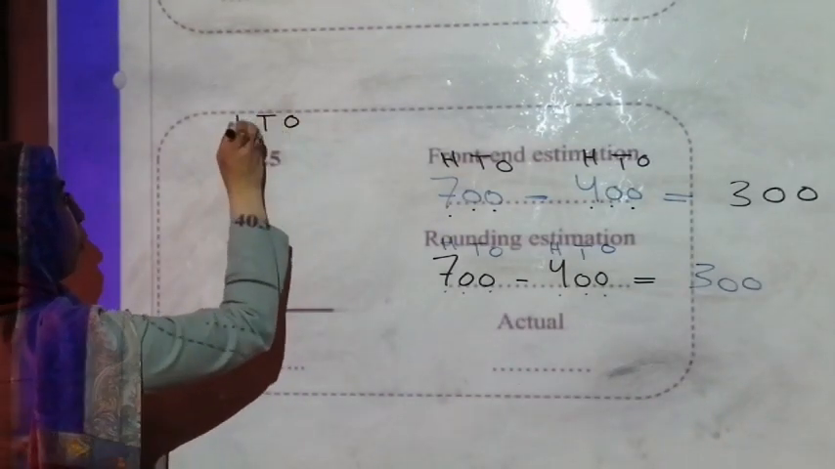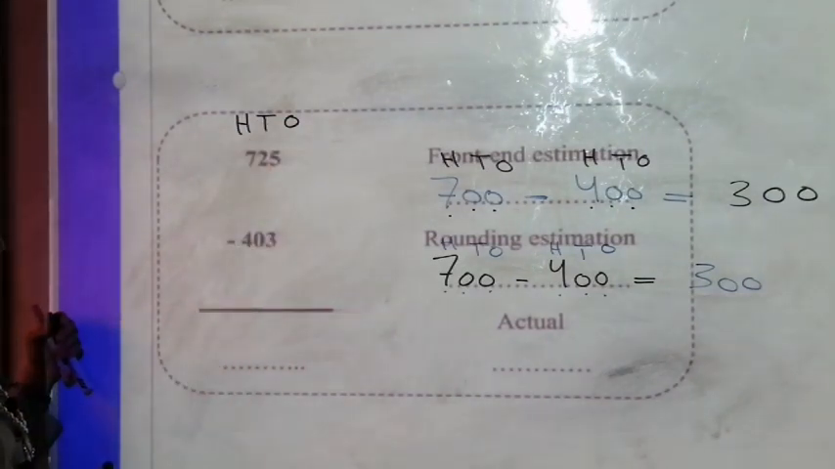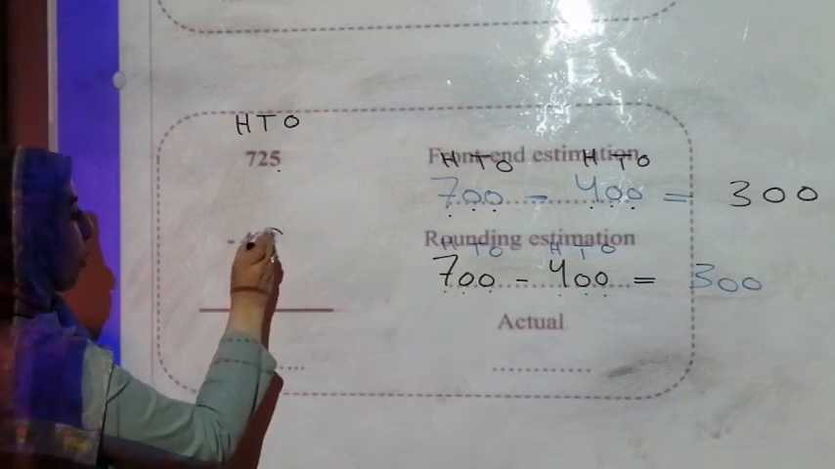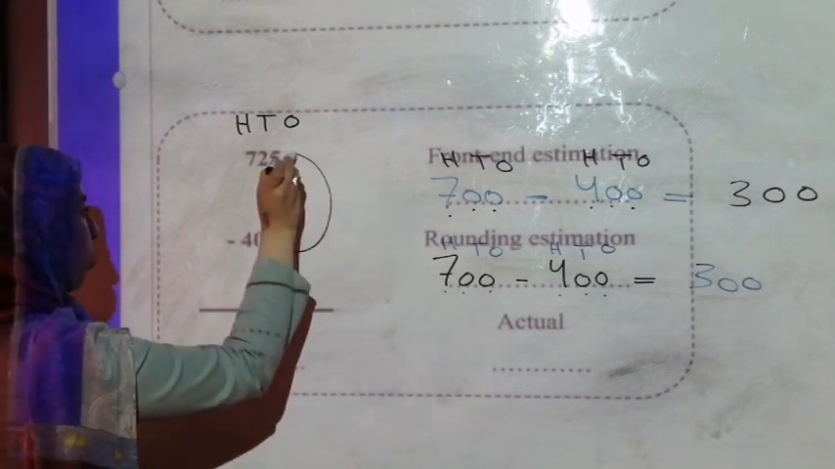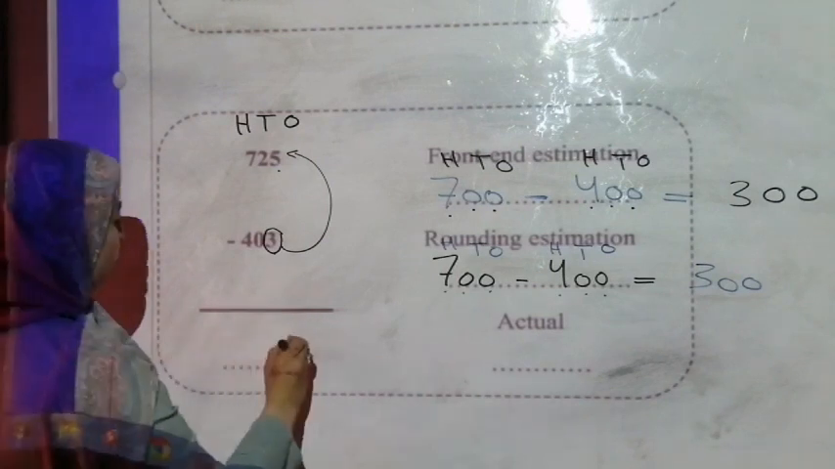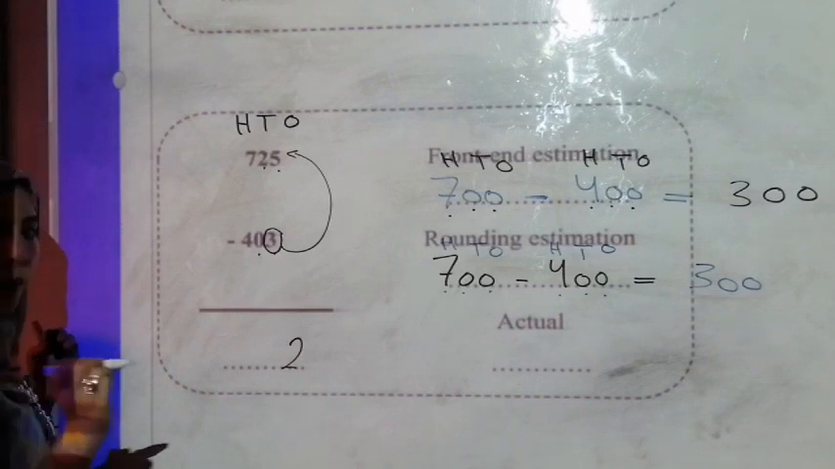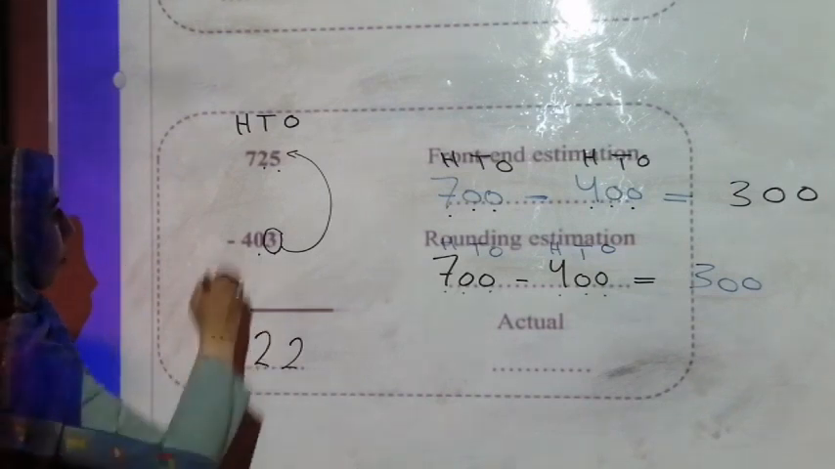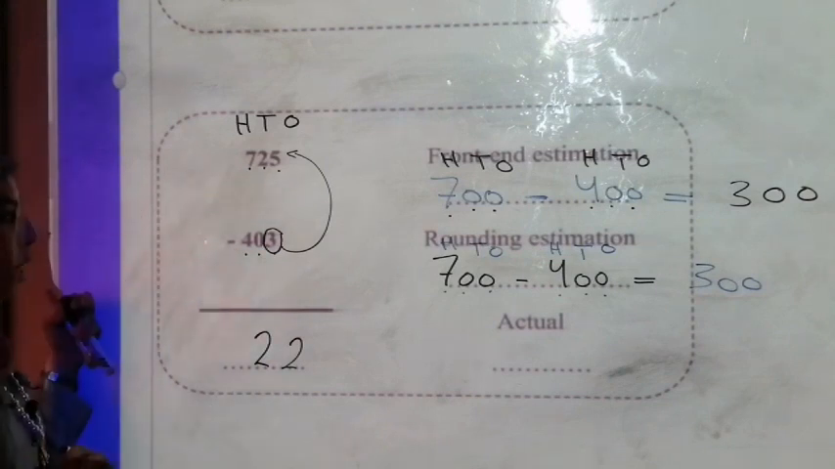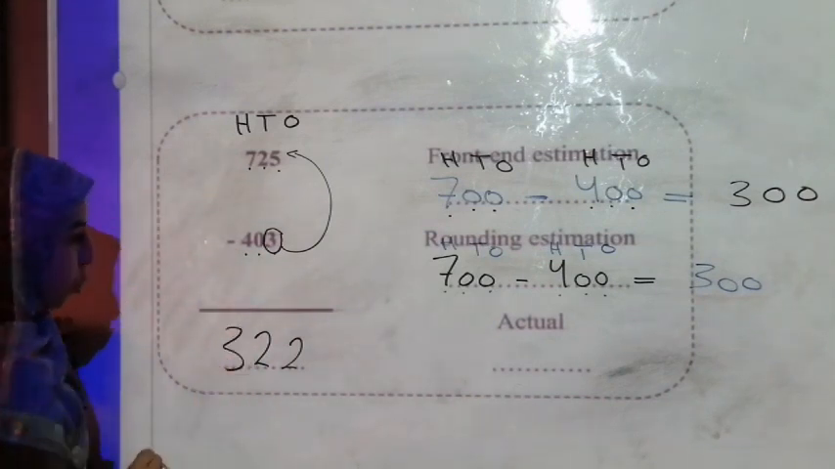Ones, tens, hundreds. In plus and minus we start from ones. 5 minus 3. I will count from the smallest digit to reach the greatest digit. After 3: 4, 5. 2. Then tens with tens. 2 minus 0 equals 2. 7 minus 4. I will count from 4 to reach 7. After 4: 5, 6, 7. 322.